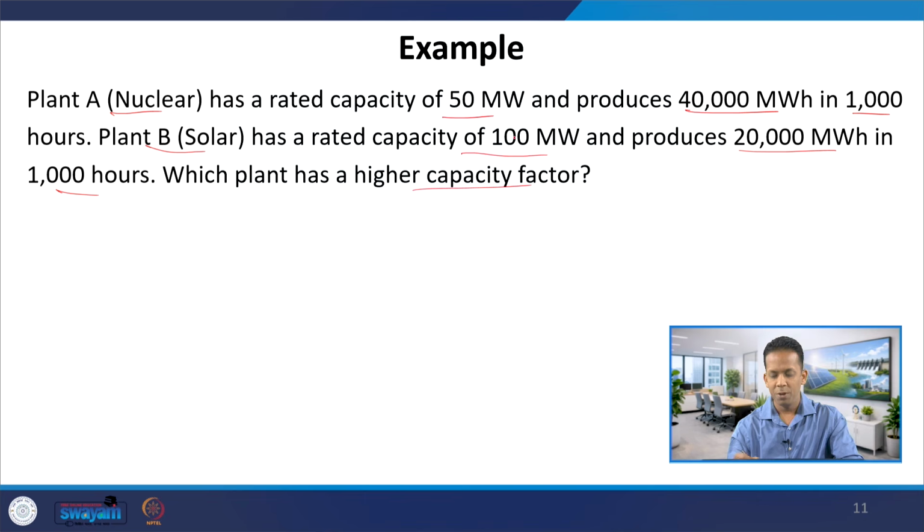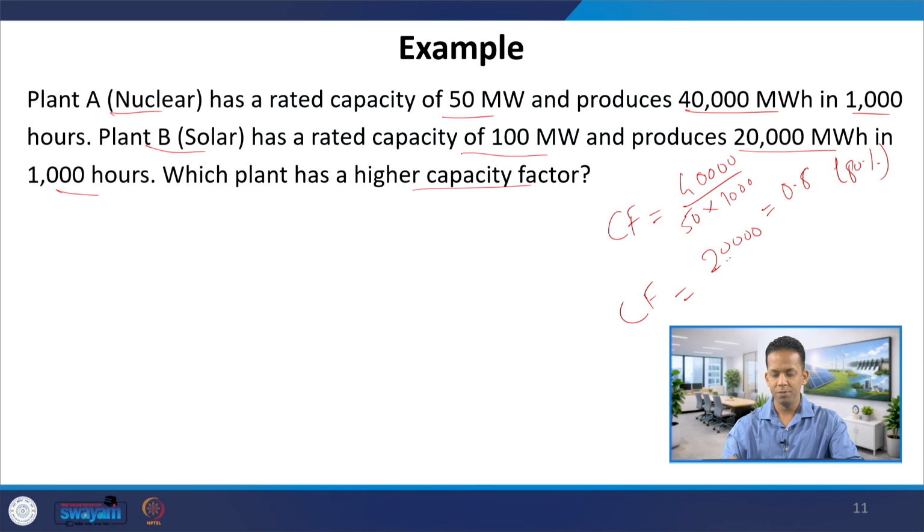So what would be the capacity factor for the nuclear power plant? Actual electricity generated, how much is it? 40,000. And what is the nameplate capacity or rated capacity? It's 50 megawatt into operating for 1000 hours. So it comes out to be around 0.8, that is 80%. So capacity factor is 0.8 for nuclear. Capacity factor for solar, similarly, it is producing 20,000 megawatt hour. Rated capacity is 100, operates for 1000 hours.